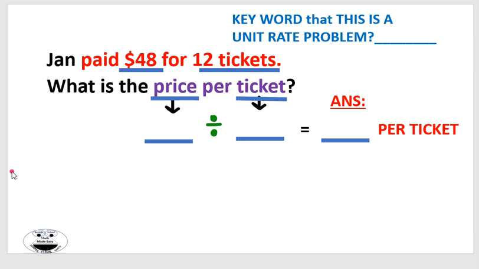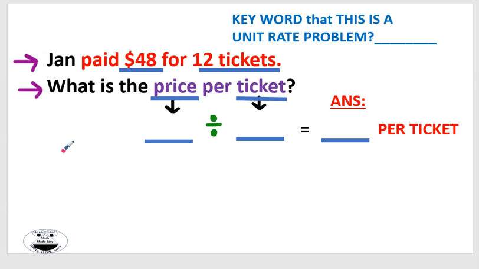So here is a problem, and it says Jan paid $48 for 12 tickets. What is the price per ticket? So they are giving us a rate. Okay, so here is a rate. Jan paid $48 for 12 tickets. That is a rate, a special type of ratio. And they're asking what is the price per ticket.